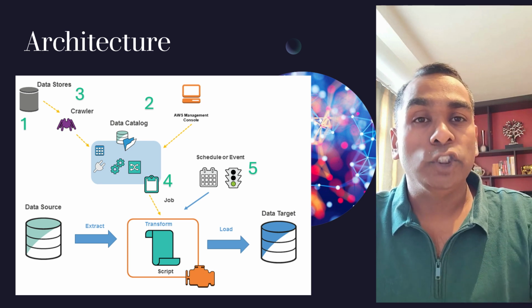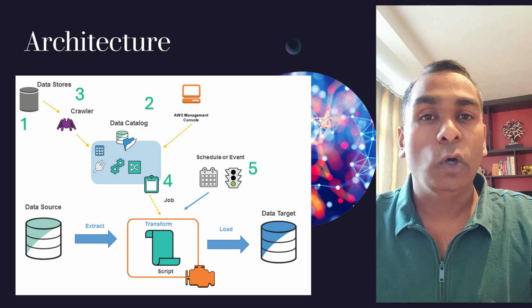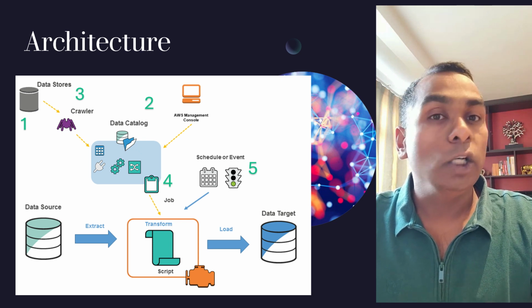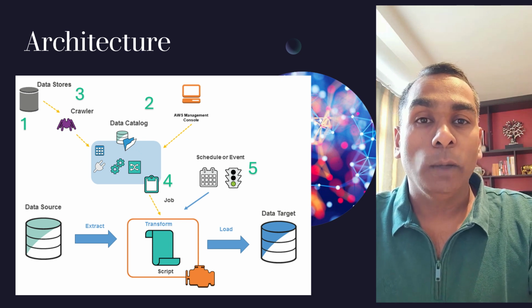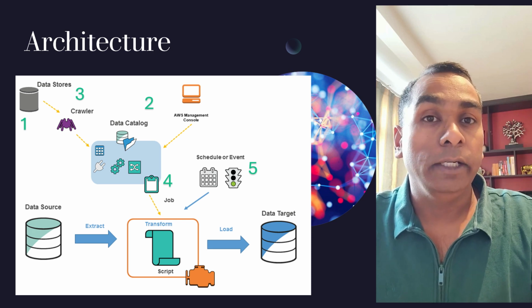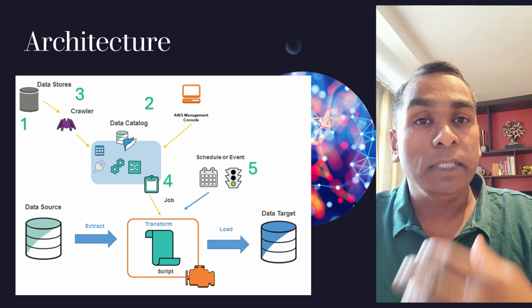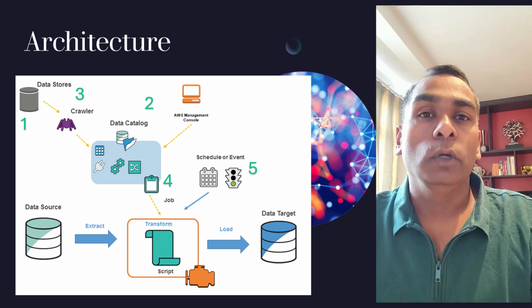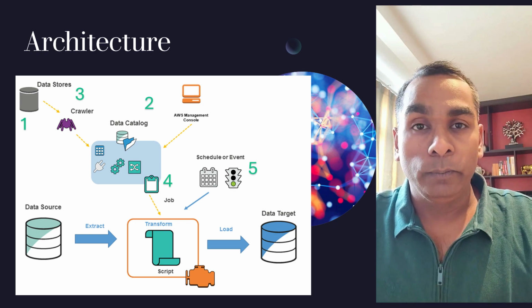Crawler is the service which goes to the data store, reads all the data and pushes the metadata to the data catalog. ETL jobs can fetch data from one data store, perform transformations, and load the data into another data store. I'm keeping both source and target data store the same for the purpose of this demo.